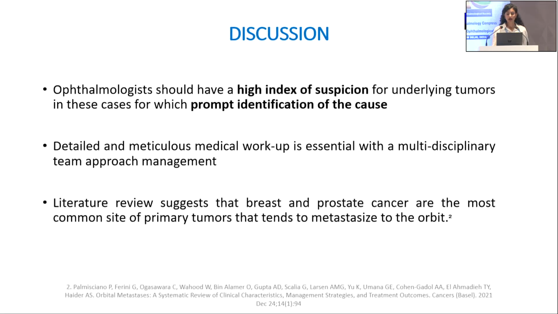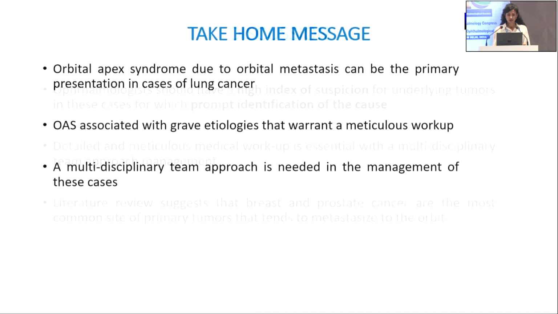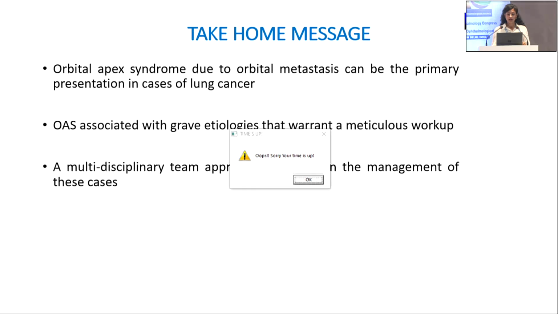We should have a high index of suspicion for recognizing and prompt identification of the cause, and detailed and meticulous medical workup is essential with multidisciplinary team approach management. Take home message. Orbital apex syndrome due to orbital metastasis can be the primary presentation in case of lung cancer, and it is associated with grave etiologies that warrant a meticulous workup, and a multidisciplinary team approach is needed.